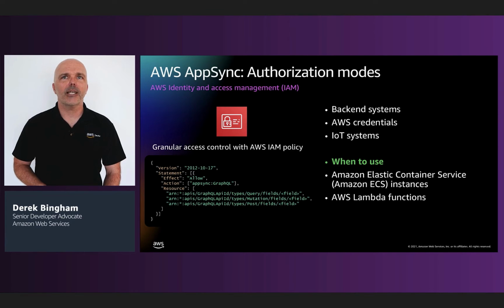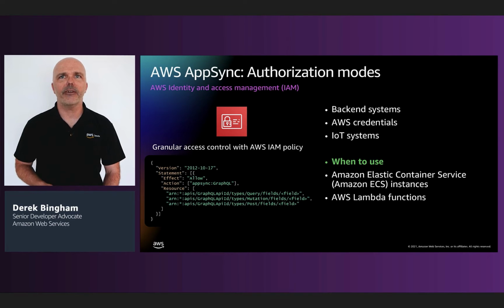The last mode that we'll look at is the AWS Identity and Access Management mode, or IAM. This is the mode where you essentially use IAM to write permissions that grant access to AppSync. This is a great mode to use if your backends running on AWS are going to be accessing your AppSync API when you're using AWS credentials. Or if you're using IoT systems that are using AWS credentials, as an example, you can then use your role that contains the policy to sign your request for AWS AppSync, and AppSync will then validate the request and make sure that you're authorized to access the fields and types that you want to access.